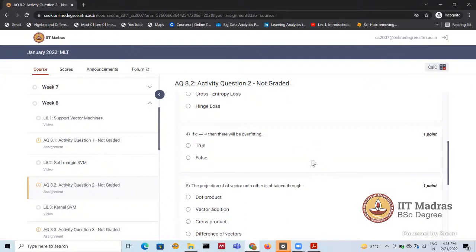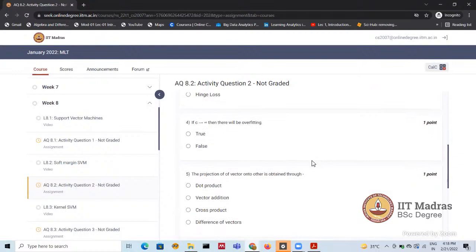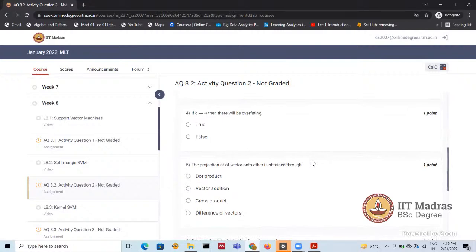Next question is, when C tends to infinity, there will be overfitting. True or false? True. We just discussed that when C becomes larger and larger, the regularization becomes lesser and lesser, and that's why the problem of overfitting comes in. So this is true.